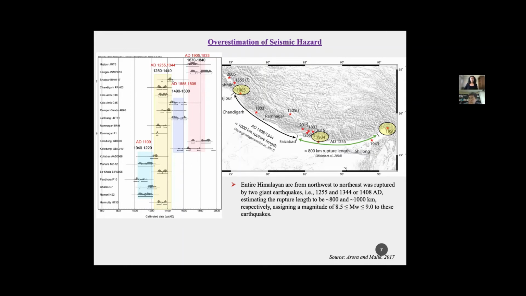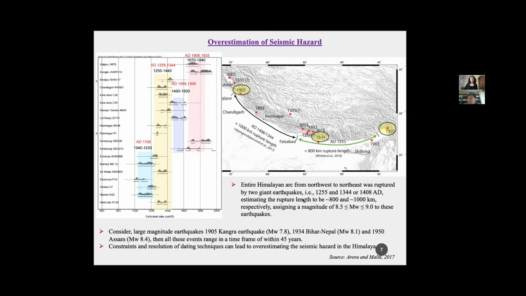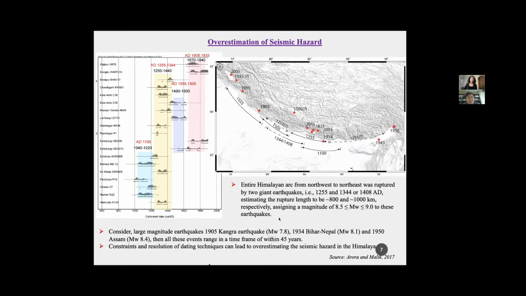So we suggest that because of the constraint and resolution in dating techniques, we can overestimate seismic hazard assessment. And we propose that instead of the Himalaya rupturing in one or two giant earthquakes, there is a possibility that there were overlapping ruptures, and the magnitude was around 7.8 or 8.1.